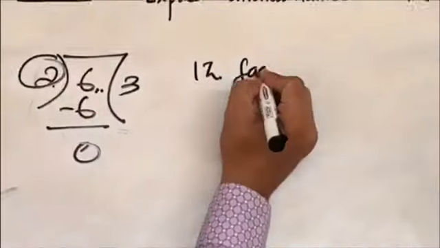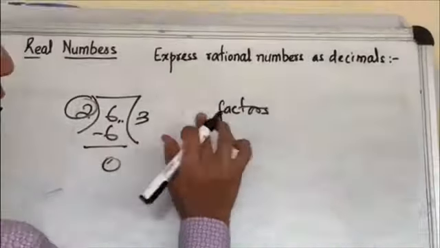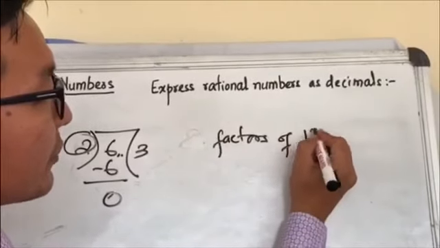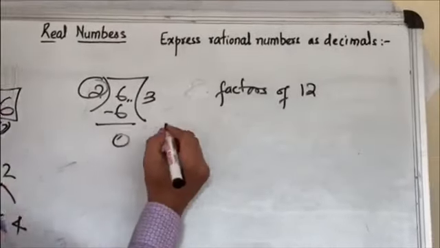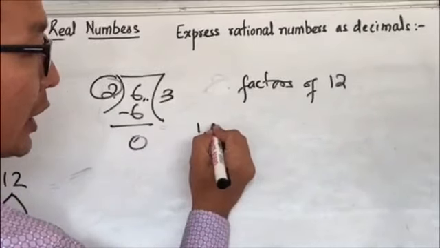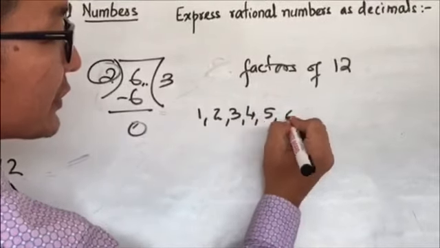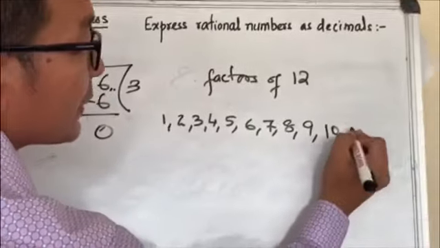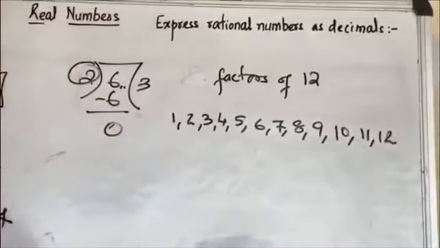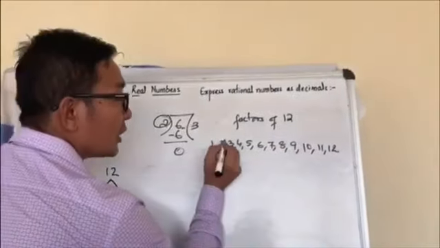Find the factors of 12. 1 2 3 4 5 6 7 8 9 10 11 and 12.